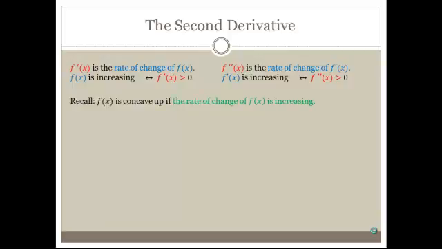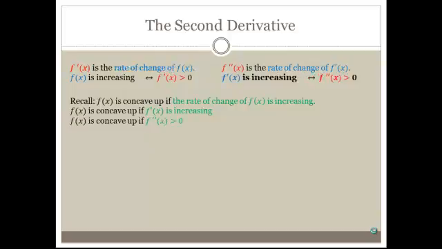Now recall our definition that f of x is concave up if the rate of change of f of x is increasing. In other words, f of x is concave up if f prime of x is increasing, since f prime of x is the rate of change of f of x. What we just said, f prime of x is increasing when the second derivative is positive. So f of x is concave up if f double prime of x is positive. This gives us a quick and easy way to compute algebraically if a function is concave up.